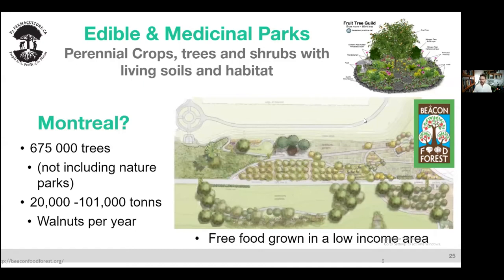And the image that you're seeing here is the Beacon Food Forest in Seattle. And it's actually planted in the lowest income neighborhood in Seattle. And it's 7 acres. So that's 7 football fields of edible bushes, shrubs, nuts that are also catching the rainwater, building soil, building habitat, and feeding people in poverty without that need of an annual garden maintenance.